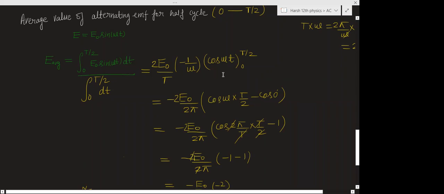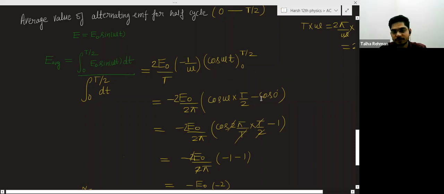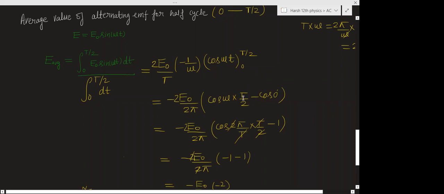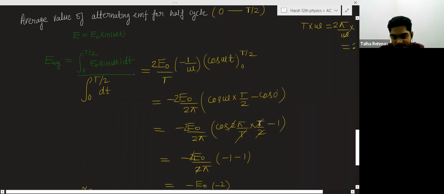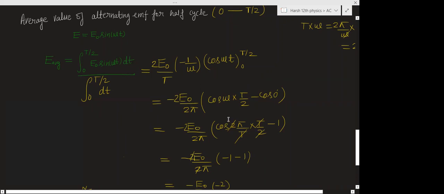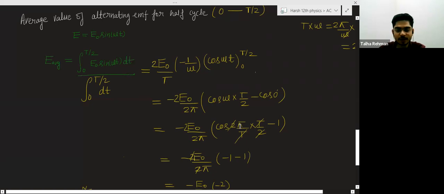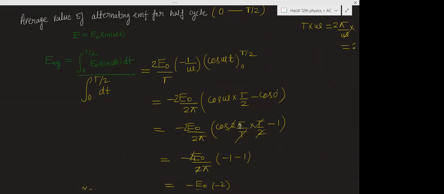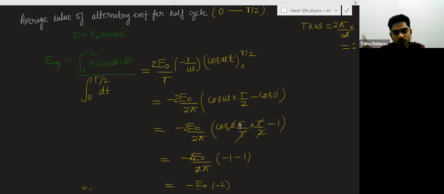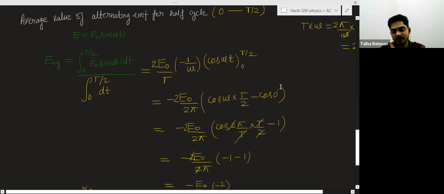And you will apply the limit: cos omega into t by 2 minus cos 0. And t is equal to 2 pi by omega, or omega is equal to 2 pi by t. T and t will be cancelled out, 2 and 2 will cancel out. So it will become cos of pi. And cos of pi is 180 degree. Cos of 180 degree is minus 1. Remember, cos of 180 degree is minus 1. And cos of 0 is 1.